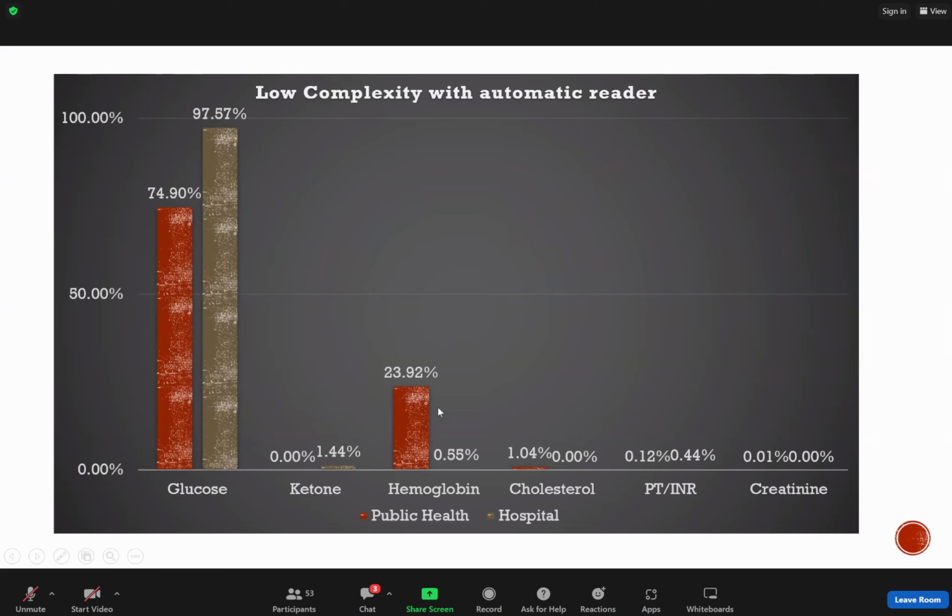We can see here hemoglobin is mainly used at the public health center, at the klinik kesihatan. And for PT-INR, the device is mainly used in the hospital. Not many, but mainly in the hospital INR clinic.